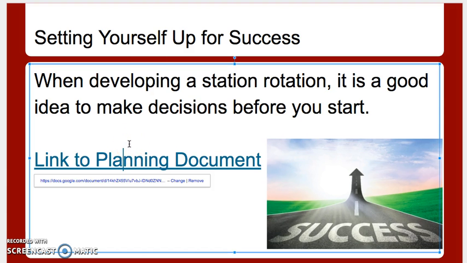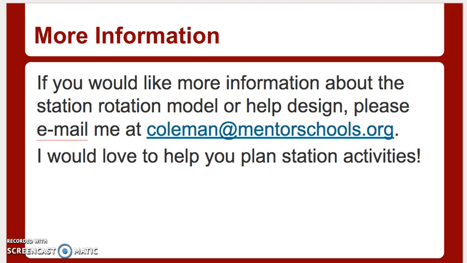You can use the form I've provided to plan your own stations. And if you would like more information about the station rotation model, or if I can help design, please email me at coleman@mentorschools.org. I would love to help you plan station activities.